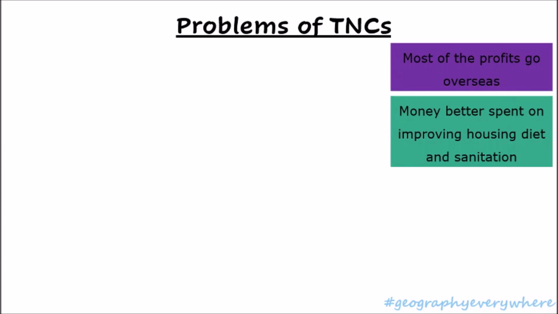Sometimes money is better spent on improving housing, diet, and sanitation in certain areas and countries rather than improvements being spent on the TNC factory.